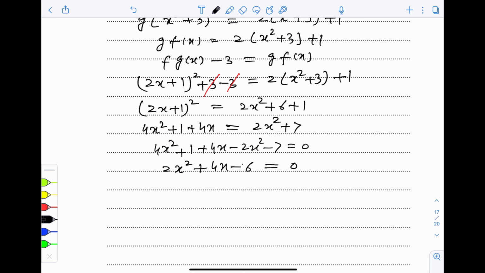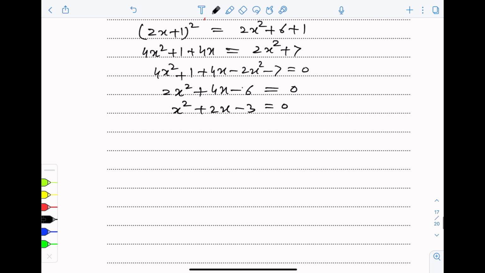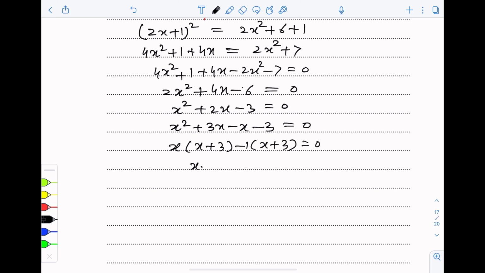So, dividing each side by 2, this becomes x square plus 2x minus 3 is equal to 0. Factorizing, x square plus 3x minus x minus 3 is equal to 0. These are two factors, x minus 1, x plus 3 is equal to 0. From here x is equal to 1 or x is equal to -3.